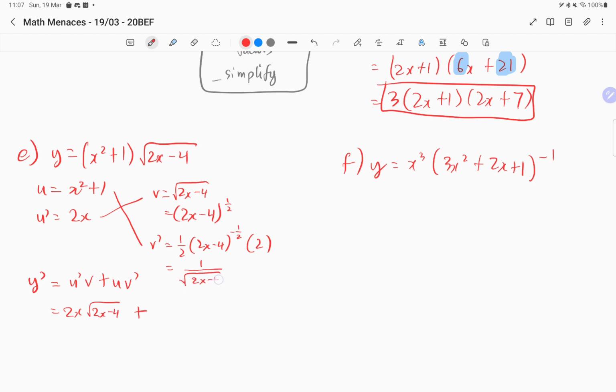How did you get the derivative of u? Just derive u each term 1 by 1. x squared becomes 2x and 1 becomes 0. Yeah, v is the one that's tricky because it has a funny fractional power.